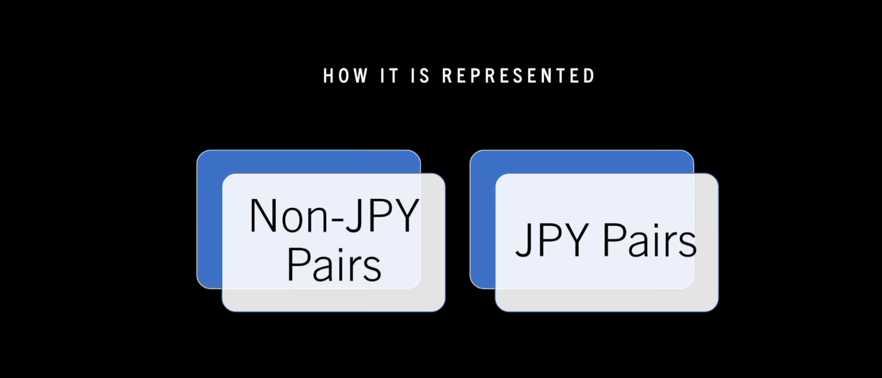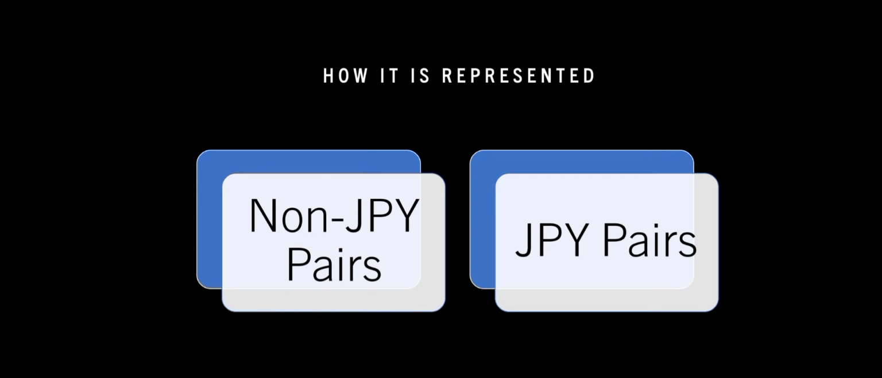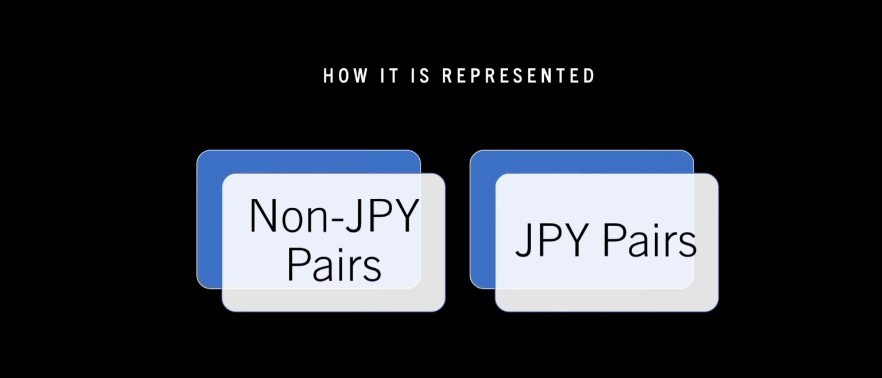So how is it represented? Now there are two basic representations of the PIP. The first one is with JPY pairs and the other one is with non-JPY pairs. And if you are wondering what JPY is, then I strongly recommend you go watch my earlier video on currency pairs to better understand what these terms are. JPY is just Japanese yen. So JPY pairs are currency quotes having the Japanese yen in them. So we could have the GBP JPY. That is an example of a JPY pair.